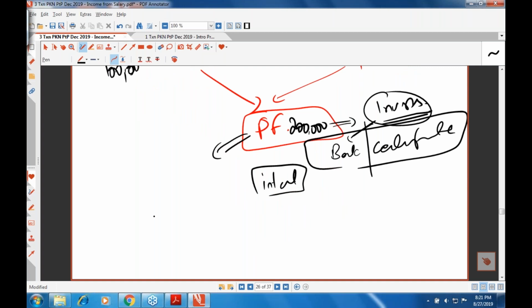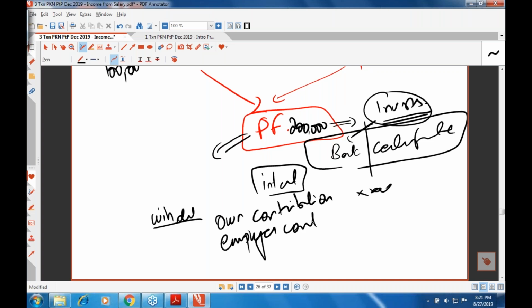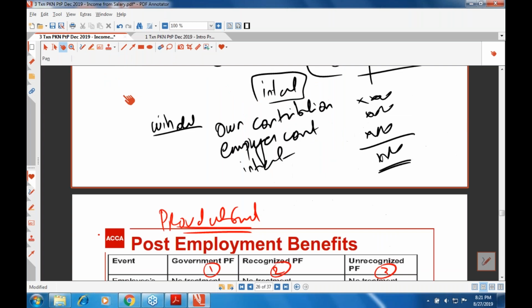So if the employee withdraws the money, he gets three things: his own contribution, the employer's contribution, and the third thing he gets is the interest. Now, the tax authorities have prescribed limits of exemption with respect to all this.